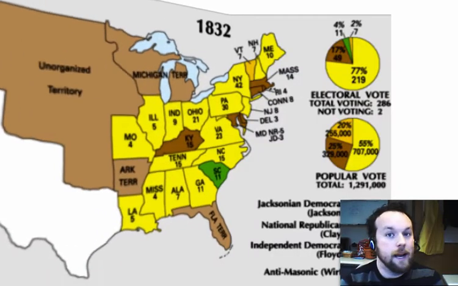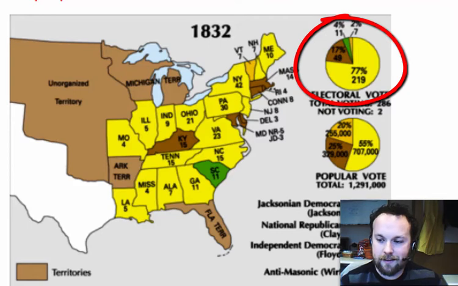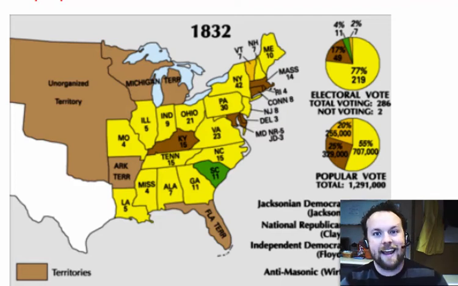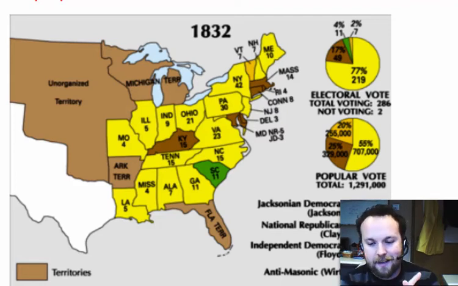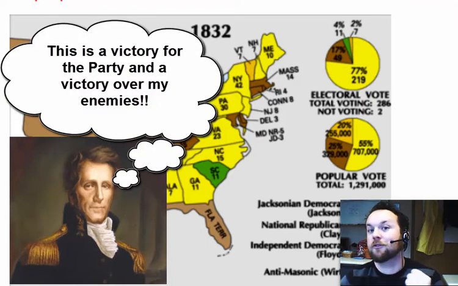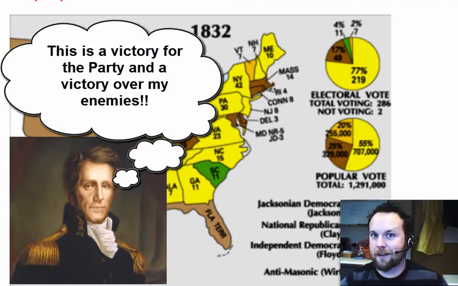So Jackson declared that it was unconstitutional and felt the bank only helped the wealthy at the expense of the common man. And as for the bank issue destroying Jackson in the upcoming election, as we can see from this map, he ended up winning by a landslide. 77% of the electoral vote and well over half of the popular vote. So the common people had surprised the Whigs by supporting Jackson and rejecting the Bank of the United States. So Jackson saw this not only as a victory for his party, but as a personal victory against people that he felt didn't appreciate him.